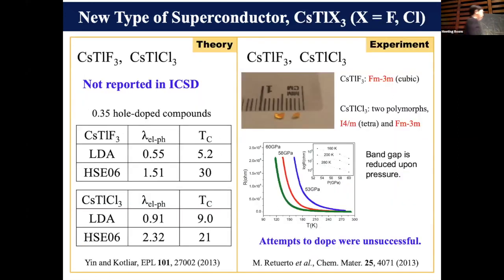So the first target materials are the thallium compounds, which are not reported in the ICSD database. The theory proposed that the compounds show quite large transition temperatures, 30 and 21 Kelvin. These compounds were successfully synthesized in experiment. And in experiment, the band gap is reduced upon pressure. It indicates that the pressure drives metallicity in this compound. However, the attempt to dope was not successful and superconductivity was not observed in experiment.